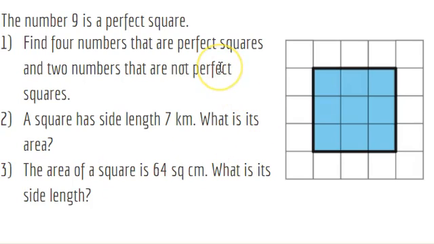So 9 is a perfect square. How do I know that 9 is a perfect square? Well, the area of this square right here is 9, because I have 3 times 3 makes 9. So any number that you get when you multiply a number by itself is a perfect square. So 9 is a perfect square in this situation because you can take 3 times 3 to make it up. So you can figure out 4 other numbers that are perfect squares and 2 numbers that are not perfect squares.